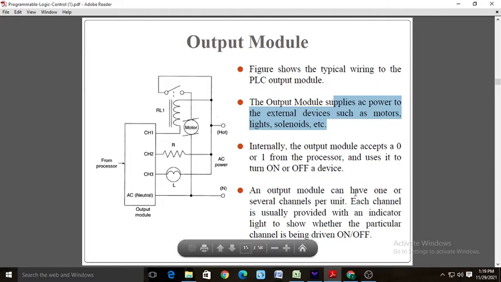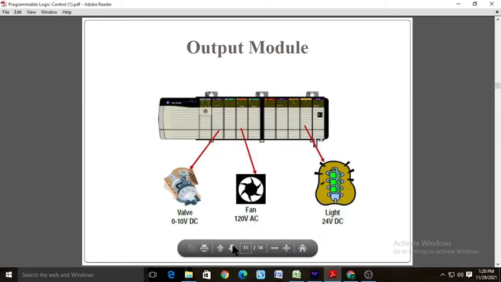An output module can have one or several channels per unit. Each channel is usually provided with an indicator light to show whether the particular channel is being driven on and off. This is the output module, and it drives either a motor or a fan or a light or sometimes a solenoid also.